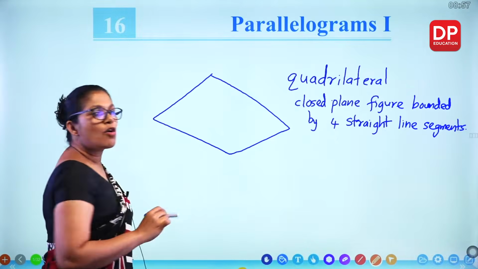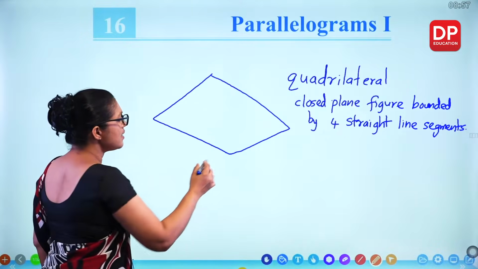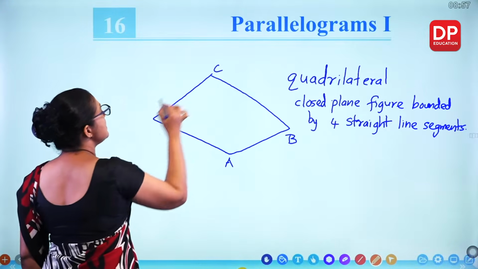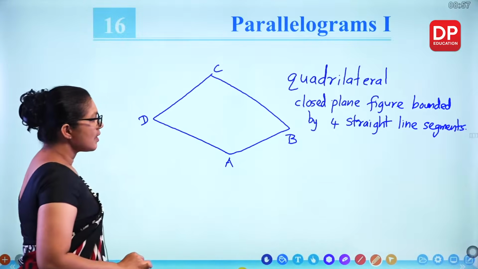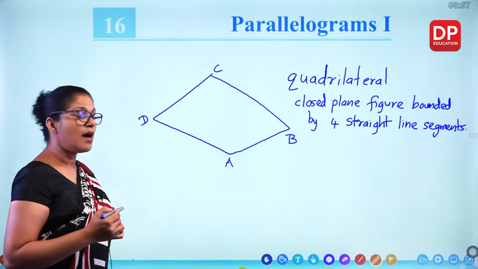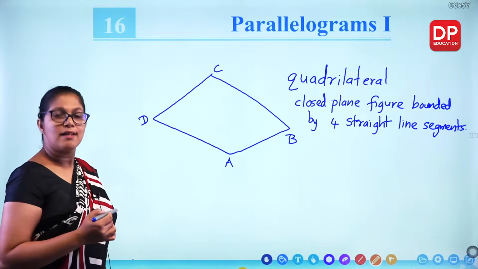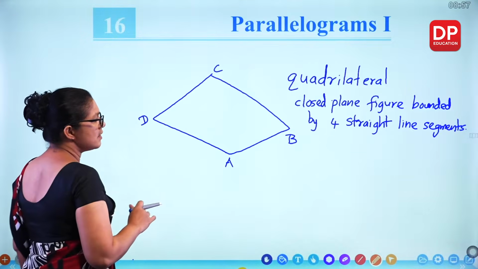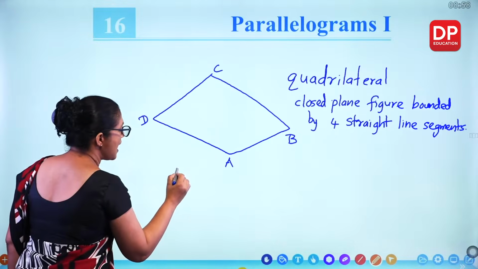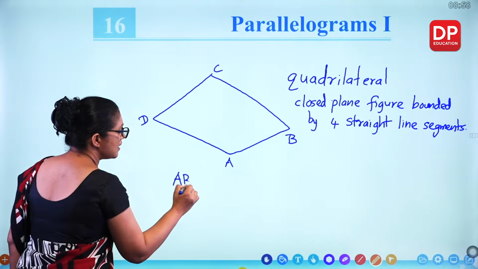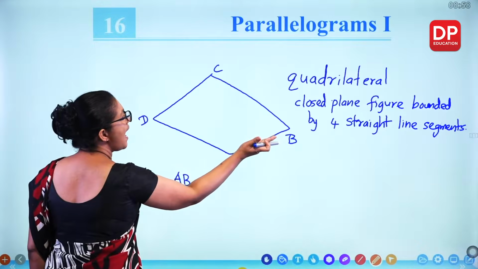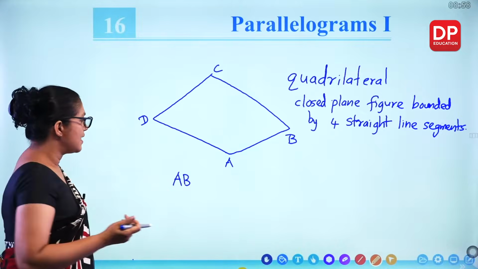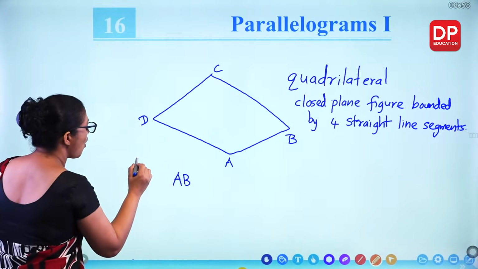So this is a quadrilateral. I'll take this one as A, B, C, D. Now we'll see what are opposite sides and opposite angles. Now when you take this quadrilateral, take AB side. AB side and CD sides are opposite sides. So we can write what are opposite sides.